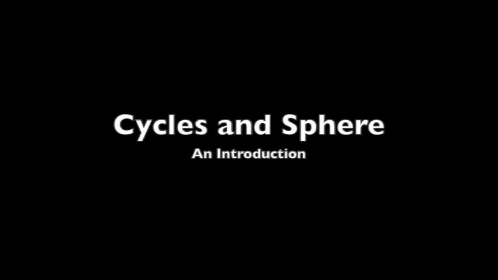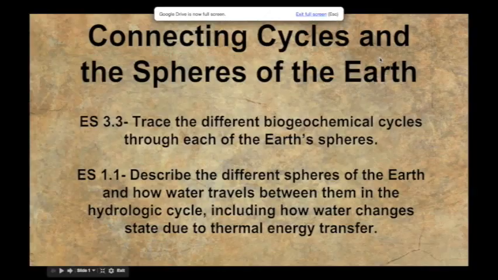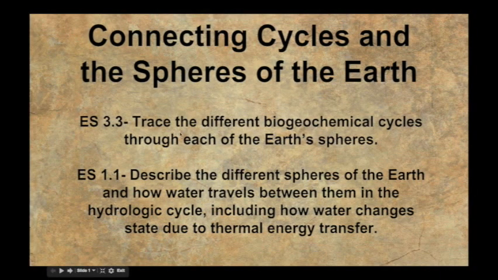Okay, here we're going to be looking at a few key components of connecting cycles and spheres of the Earth. You can see two of your I can statements involve this. This is basically saying connect all cycles to the sphere of the Earth, and this is saying make sure you can connect the water cycle to those spheres of the Earth.